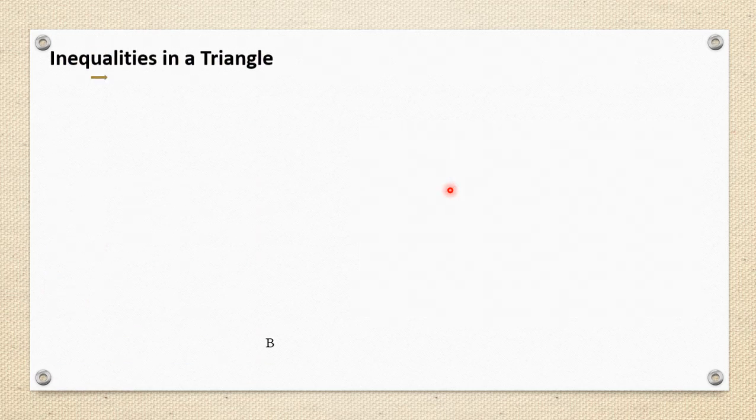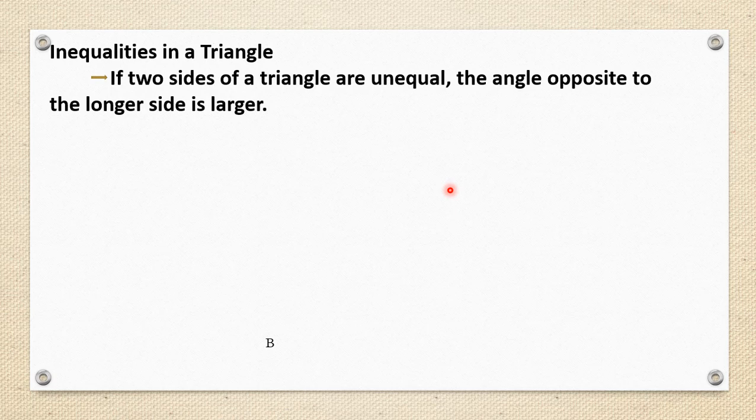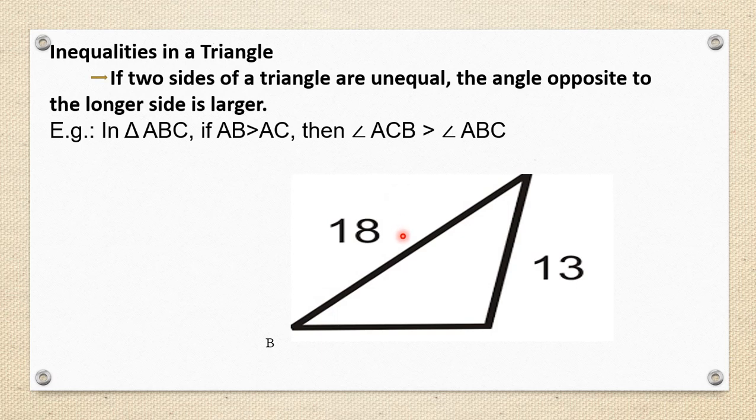The next inequality: if two sides of a triangle are unequal, the angle opposite to the longer side is larger. Let's take a triangle ABC, and the measurements of two sides are given as 18 units and 13 units. Between these two, 18 is greater.